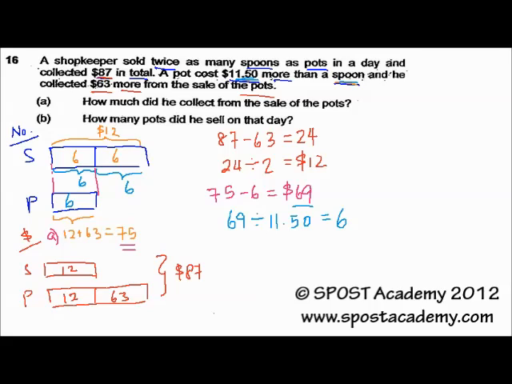And for part B, how many pots did he sell on that day? We actually work out to be 6. So this is the answer for part B, which is 6 pots.